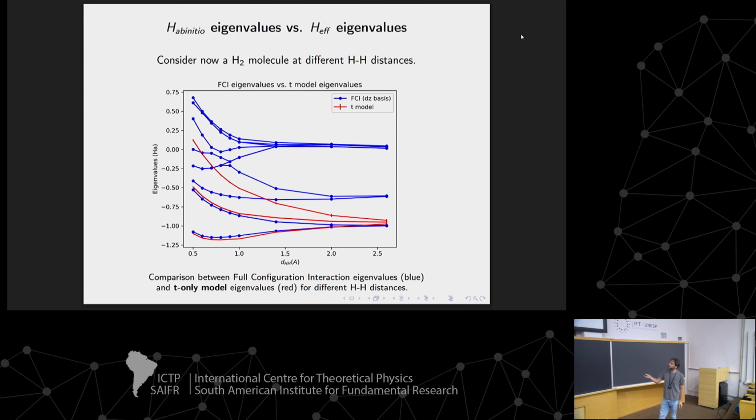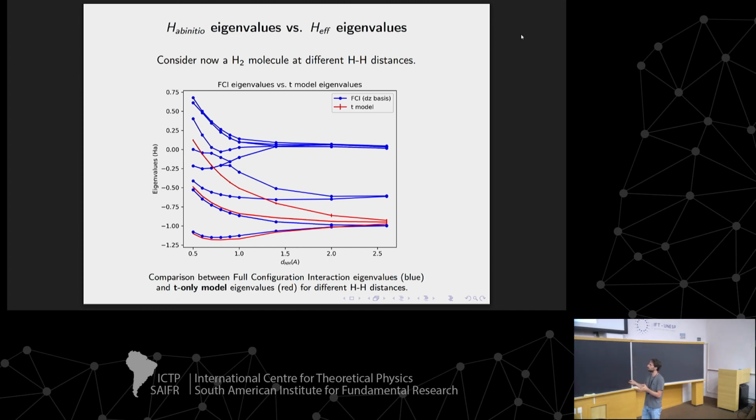And in red, I do an exact diagonalization for the model that we got using this technique that I've been telling you about. In this case, the model is a T-only model, so a hopping model, electrons are not interacting. They are just hopping between the two atoms. And we get a good description of the lowest energy level, the ground state. But then the other energy levels are not that well described.